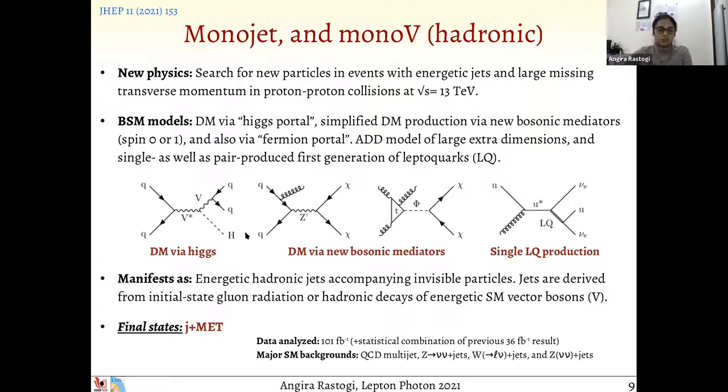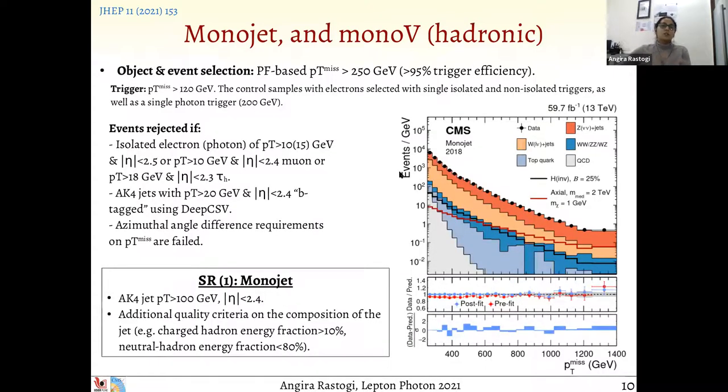So in all of these signals, we have a final state with one energetic jet and a lot of missing energy. This analysis is performed with 101 inverse femtobarns of data, which corresponds to the 2017 and 2018 data set. And this is statistically combined with the older result from 2016 to give the full Run 2 interpretation.